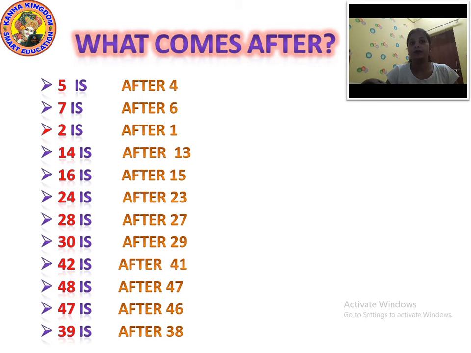Our first number is 5. 5 is after 4. Now the next number is 7, and 7 is after 6. After 7, the next number is 2. Now 2 is after 1. Like that, 14. 14 is after 13.